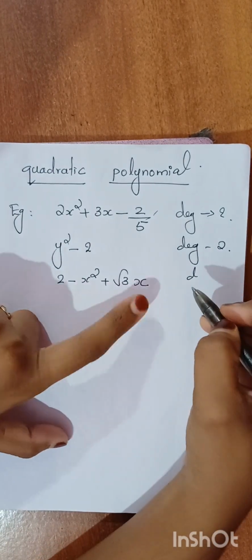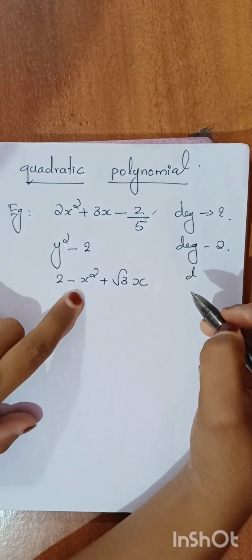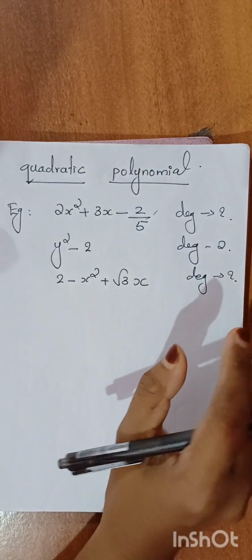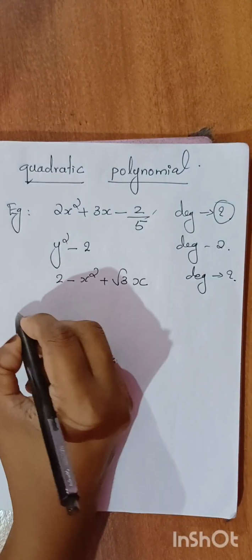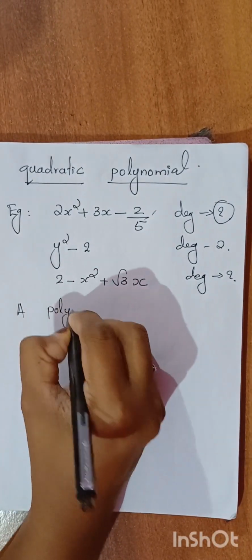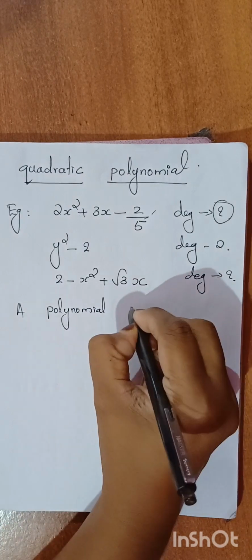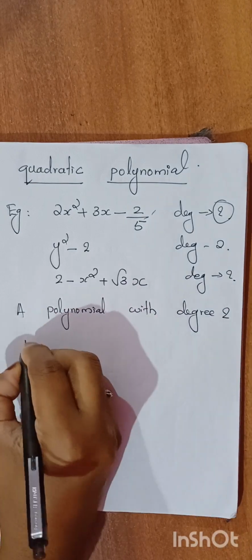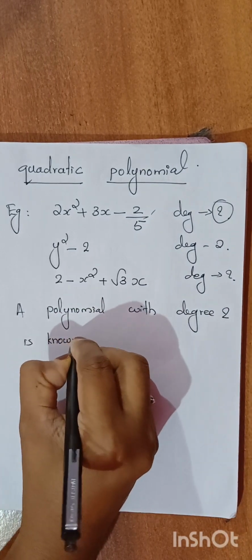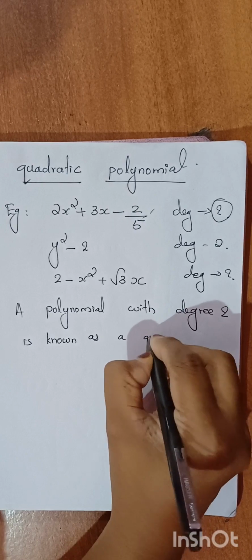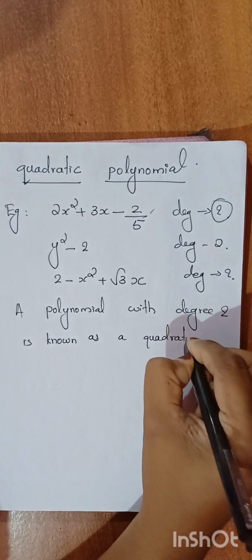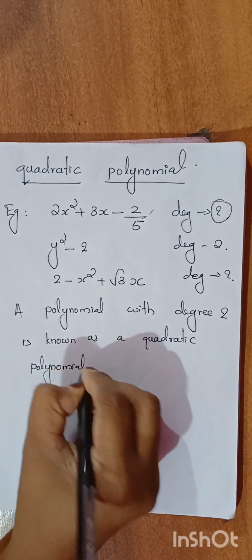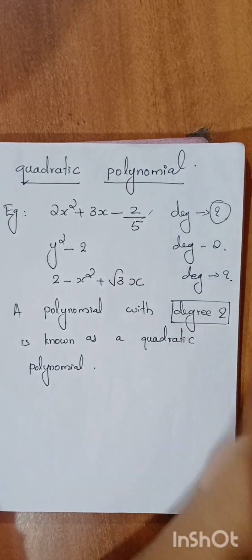Here power is 2. Here power is 1. So we have to write the highest power of x. That is, the degree is 2. That is a polynomial with degree 2. A polynomial with degree 2 is known as a quadratic polynomial. Quadratic polynomial: polynomial with degree 2.